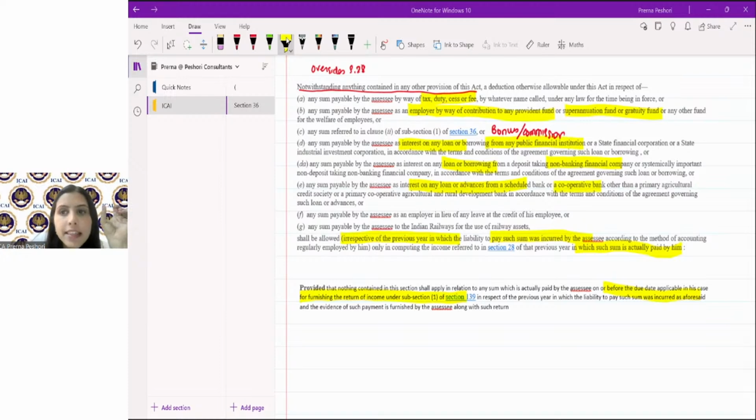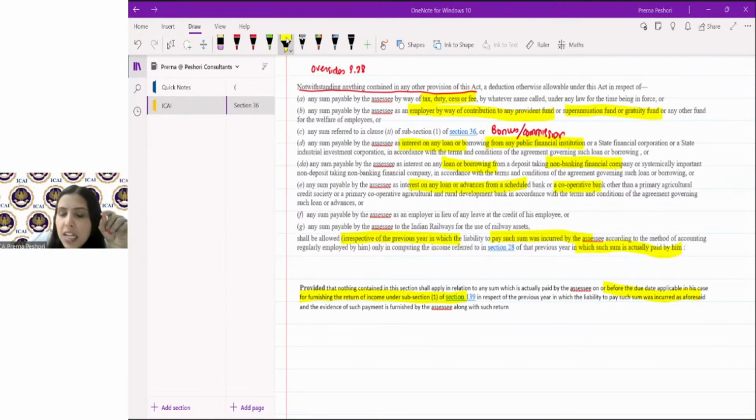Then there is the explanation in this regard. What does it say? It says that where a deduction of any sum in respect of interest payable is required in accordance with this section 43B. So section 43B requires you to allow the interest deduction only when the interest has been actually paid.